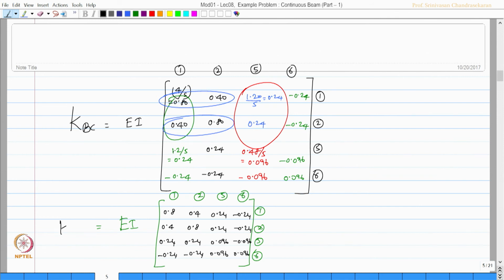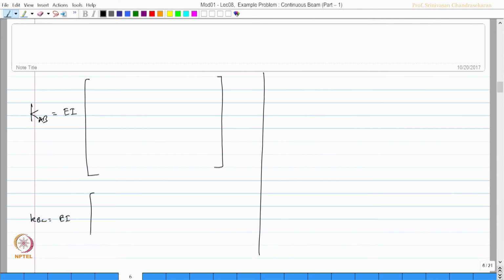So, we have now KBC and KAB. Let us write down both of them here, but slightly in a different manner. I am going to do this for both of the cases. This is KAB, which is EI times of, and this is KBC, which is EI times of.